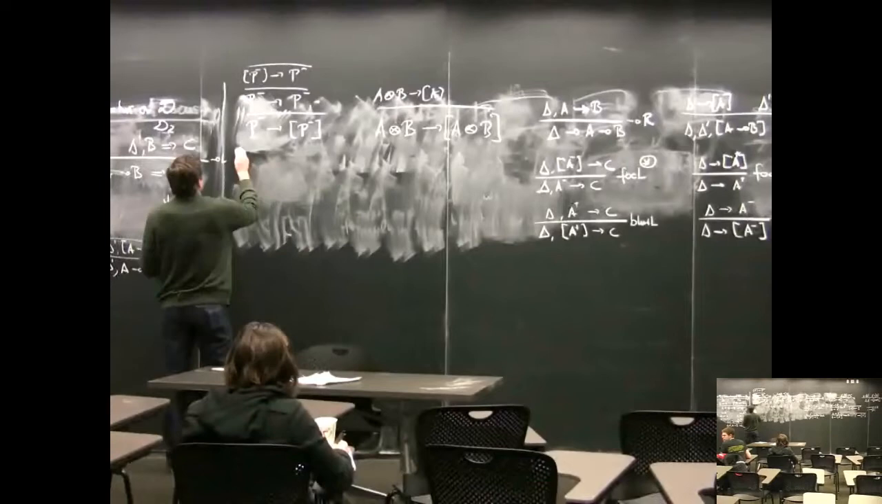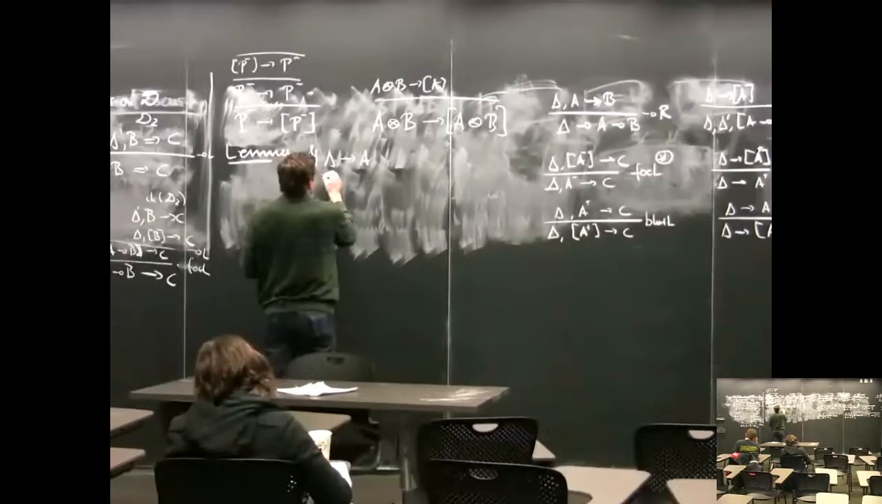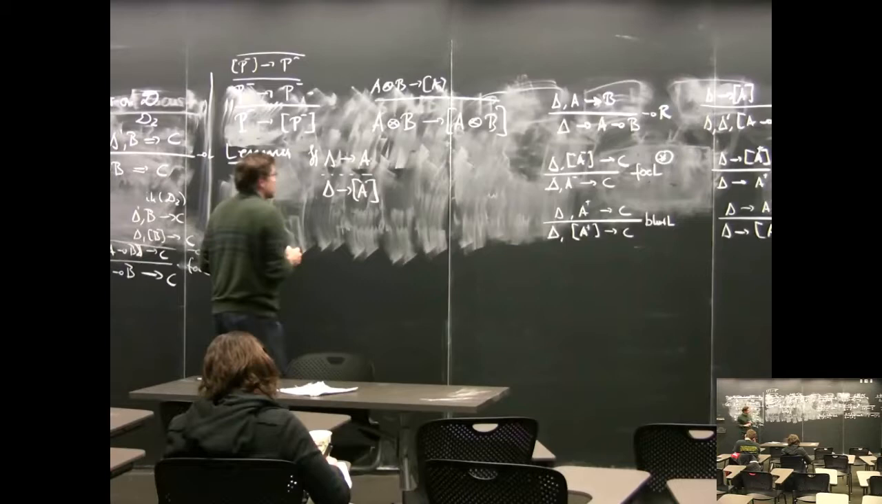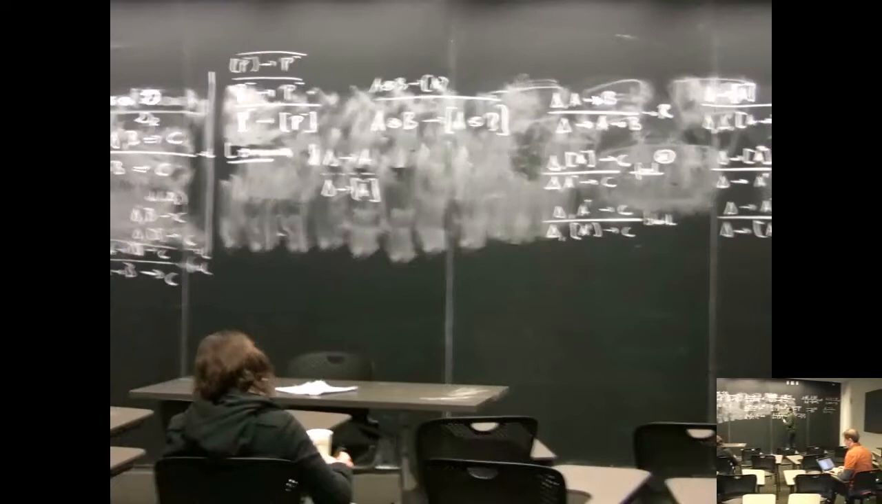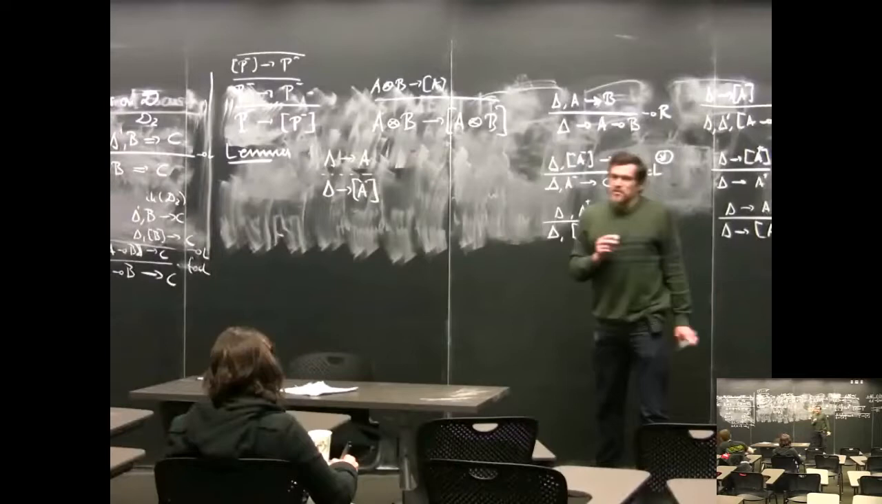So the lemma would be: if delta arrow A, then delta arrow A in focus. Clearly, we don't want to have this as a primitive rule, because we only want to drop out of focus when the right-hand side is positive. But we do want to show it's admissible if we want our proof over there to go through. So how would we do this?